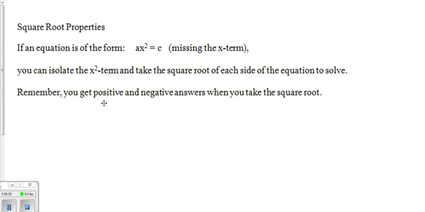Now remember, we're going to get a positive and a negative answer when you take the square root. So for example, the square root of 16. You might think right away, oh, it's 4, because 4 times 4 is 16. But it's also negative 4, because negative 4 times negative 4 makes positive 16. So there's a positive and a negative answer for these, and you can show that by just writing plus or minus 4.